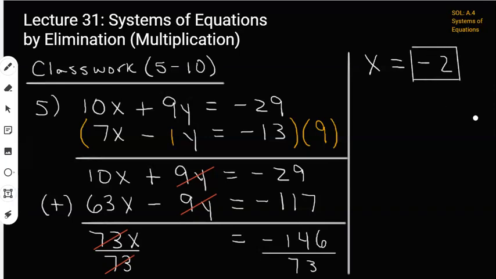So now we know what x is. Now to figure out what y is, we need to substitute back in. You can choose either the top equation or the bottom equation. You can choose this one or that one. It doesn't matter which one you choose. I think I'm going to choose the top equation.